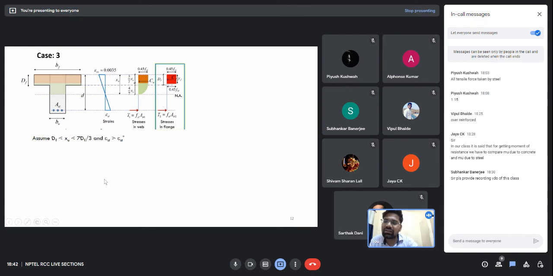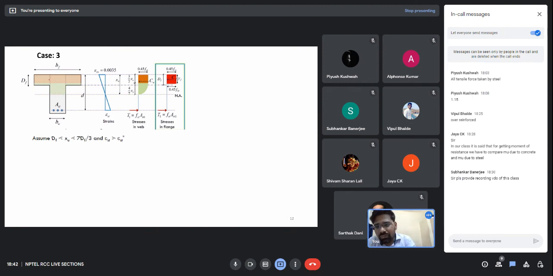The third case is that the depth of the neutral axis is in between df. And what does that mean? It means that the linear part of our stress is entirely lying in the flange, and the parabolic part of the stress, a part of it is lying in the flange, and a part of it is lying in the web. So now we will again be separating this T beam into two parts, that is the flange part and the web part.